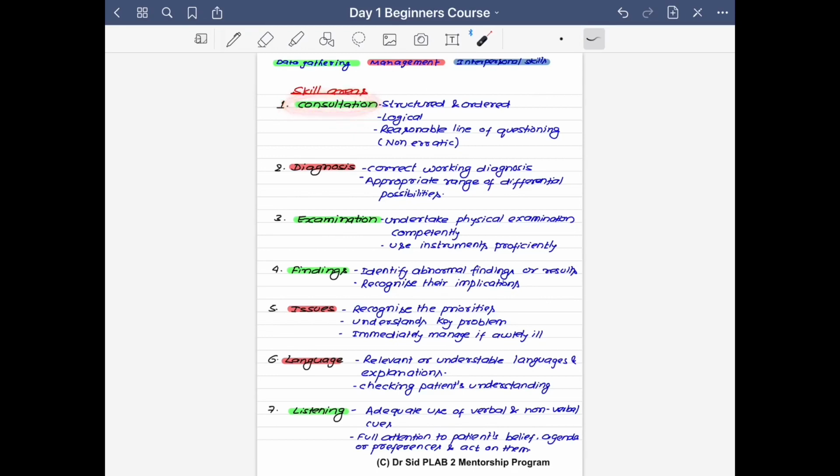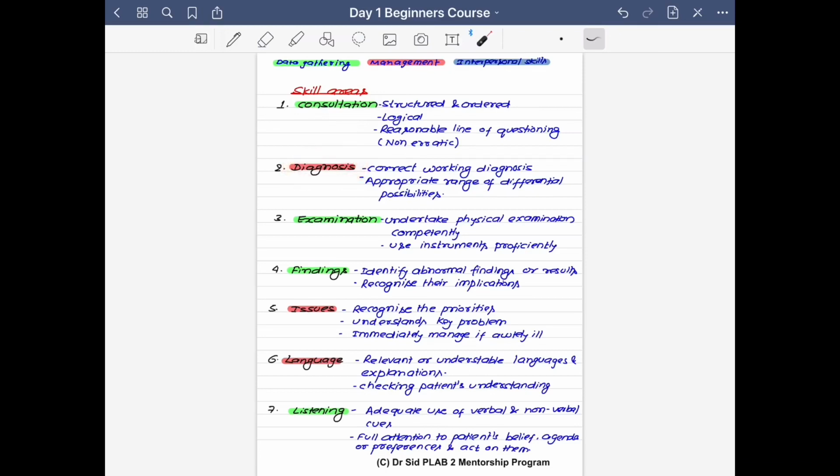So the first skill area is consultation. To score good in consultation, your consultation should be structured and ordered. It should be logical, and there should be reasonable line of questioning. That means the questioning should be non-erratic. So this generally means that if you are taking a history, if you are just moving sometime from the history of presenting illness to the past medical history, then again to the history of presenting illness, sometime to the personal history, if you are going haphazard like that, then your consultation is not structured and ordered. In such case, you will get poor marks in consultation.